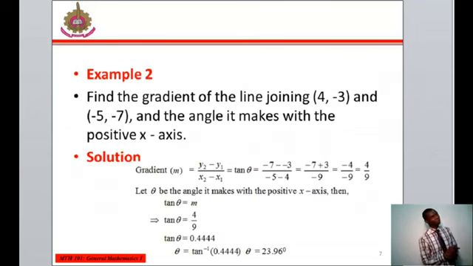Let's consider an example where you have 2 points, 4 and minus 3, minus 5 and minus 7. But in this question, you are asked to calculate the angle which the line makes with the positive x-axis. As you can see from the slide, all you need to do is to obtain your gradient. After obtaining your gradient, you obtain your tan theta. Let us work it out and see.